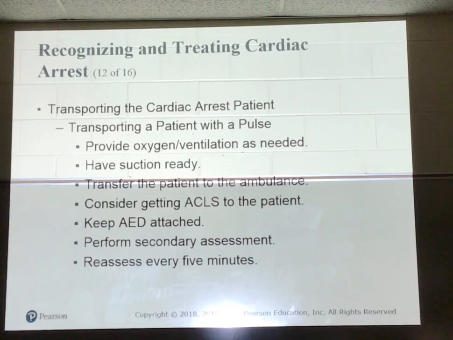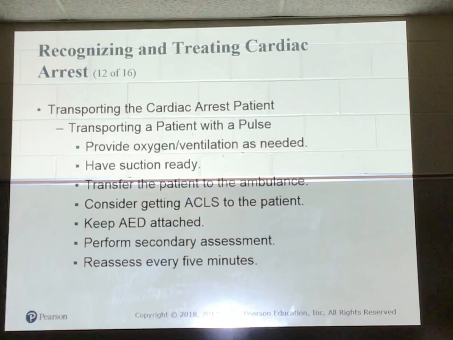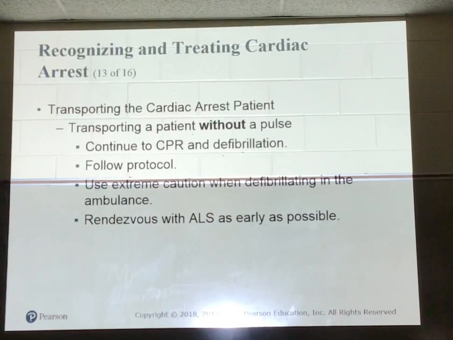Consult with dispatch and medical direction and consider rendezvousing with an ALS unit en route or waiting for arrival of the ALS unit if that will get the patient advanced care more rapidly. Always keep the AED attached to the patient during transport. Perform your secondary assessment en route and perform reassessment every 5 minutes.